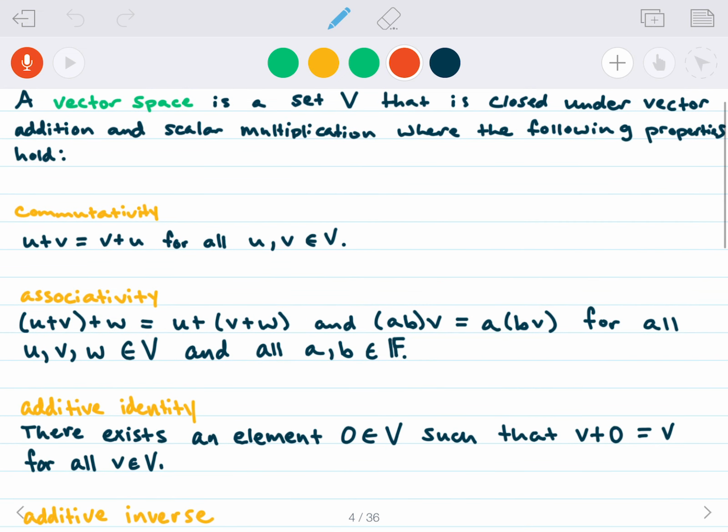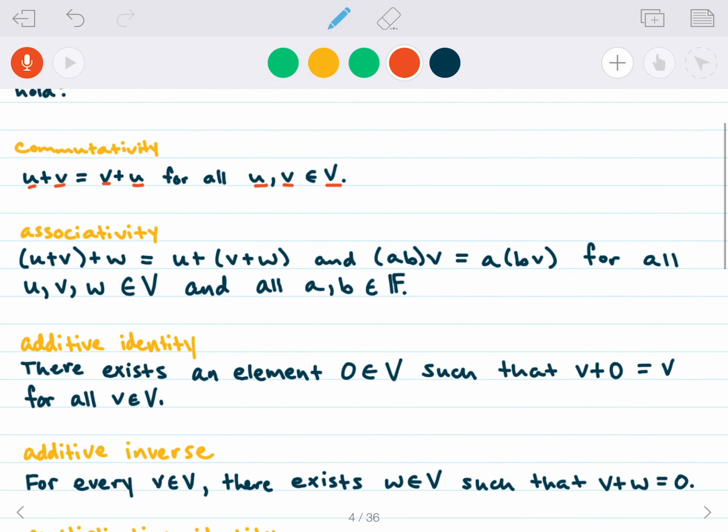It'll be nice. So okay, commutativity. We have two vectors, u and v, and commutativity means that we can reverse the order that we add them in. So u plus v is equal to v plus u for all vectors u, v in our vector space.